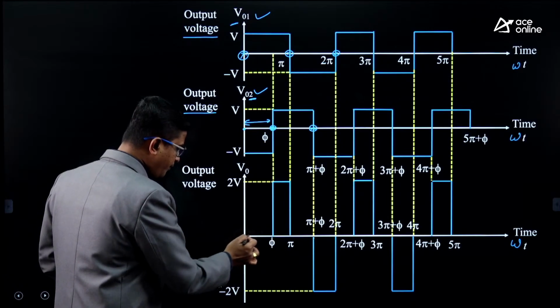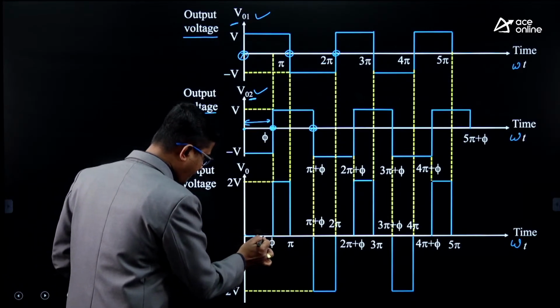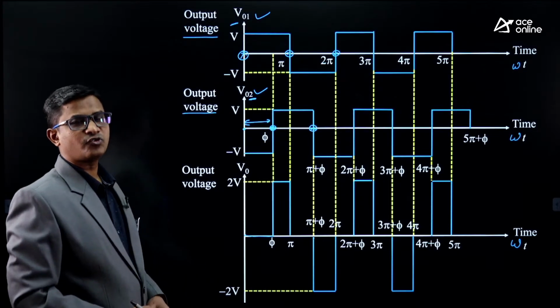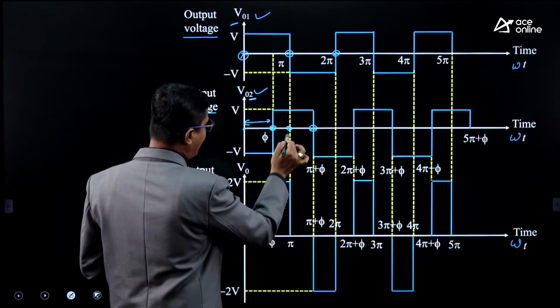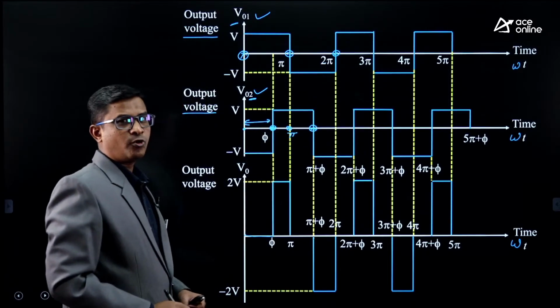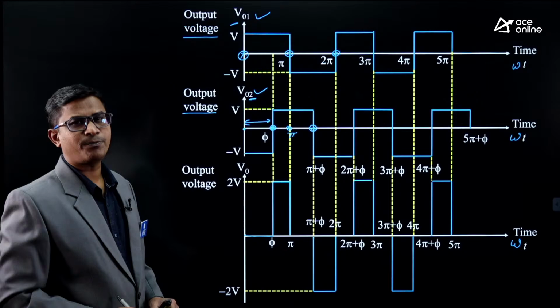So I will be getting V0 equal to 0 from 0 to phi. This is phi, this is pi. From omega t equal to phi till omega t equal to pi.